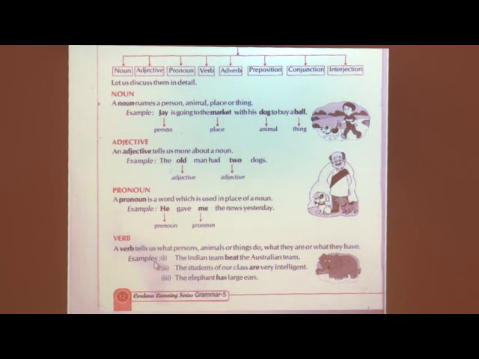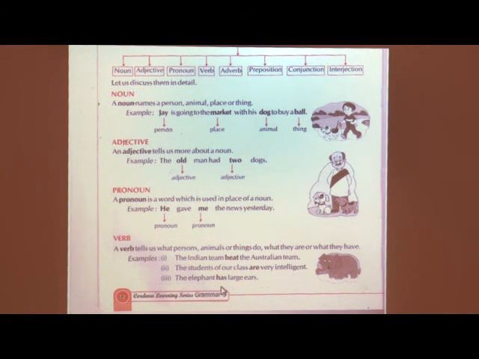So, those action words are called verbs. The verb denotes an action. For example, they have given, "The Indian team beat the Australian team." Beat does not mean they hit them. Beat means they won the match. The Indian team won the match against the Australian team. So, beat is one action they have done. Then, "The students of our class are very intelligent." You might be wondering how "are" is a verb. "Are" is a being form of a verb.